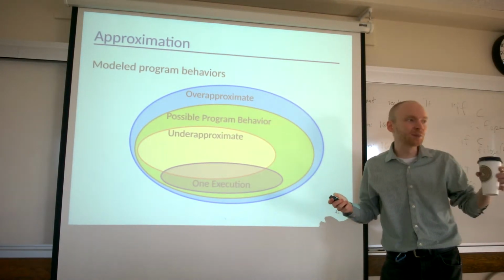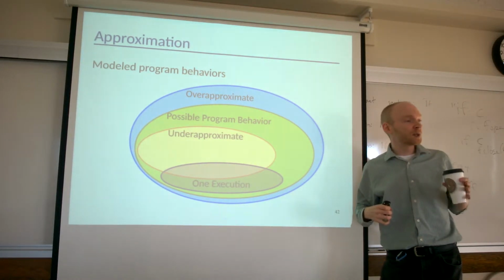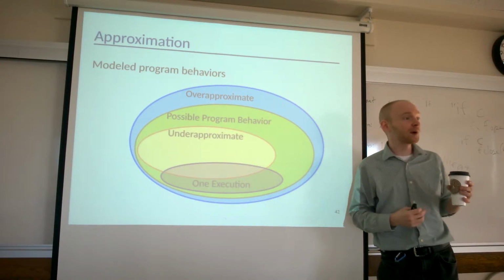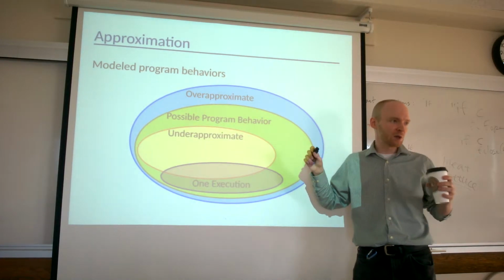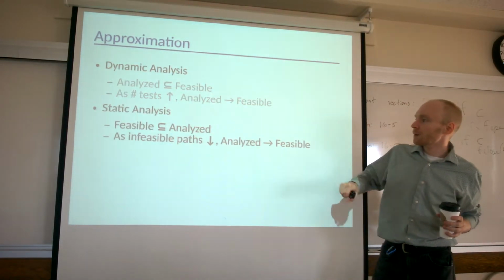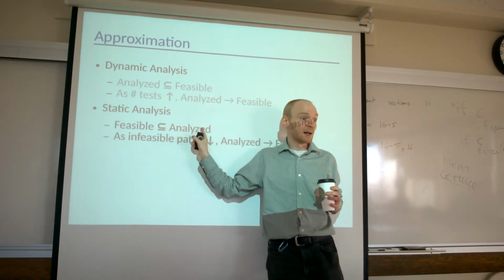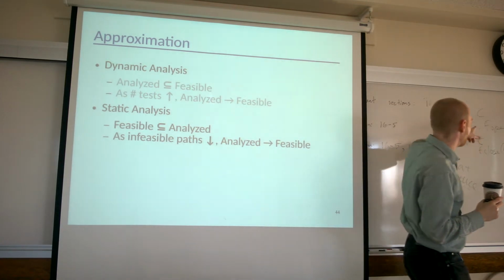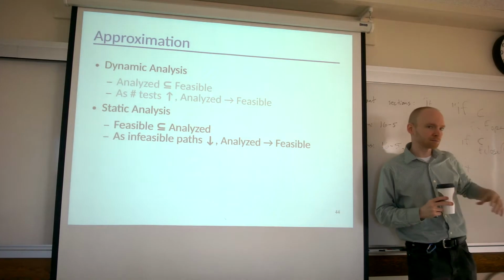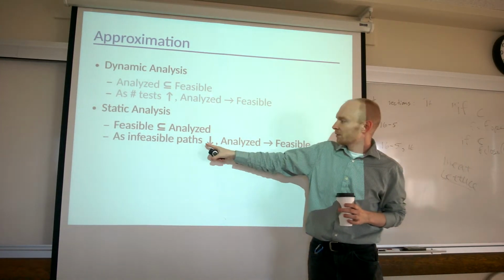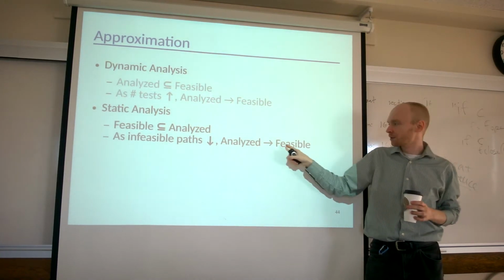If you're careful about the inputs, absolutely. And one of the papers we're going to look at talks about how to use tests to prove things about program behavior, and it looks at exactly that sort of issue: how do you choose those inputs intelligently? With static analysis, the set of feasible behaviors is a subset of the analyzed behaviors, which is why you could have something like this, where it's not really possible to have an error, but we report that there is one. And as the number of infeasible paths goes down, the analyzed results start to reflect the feasible.